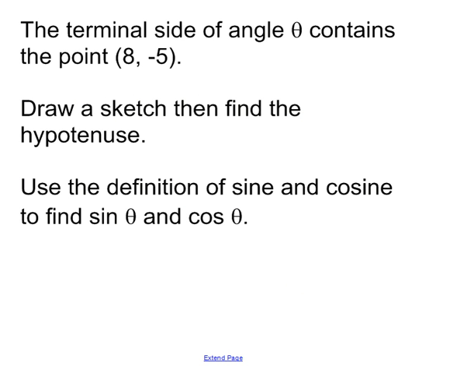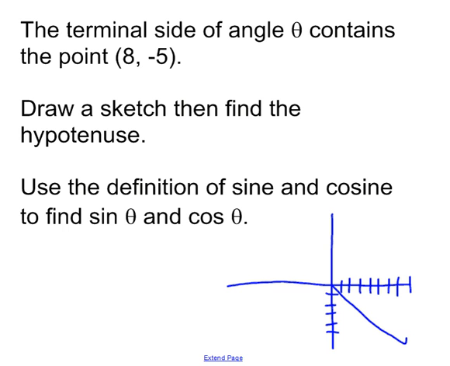All right, so let's look at a different kind of problem. We have a terminal side of an angle, theta, that contains the point (8, -5). Okay, so let's sketch this. If I looked at my graph and I went out 1, 2, 3, 4, 5, 6, 7, 8, and down 1, 2, 3, 4, 5, I went down a little further than 5, but let's just say this is 5.